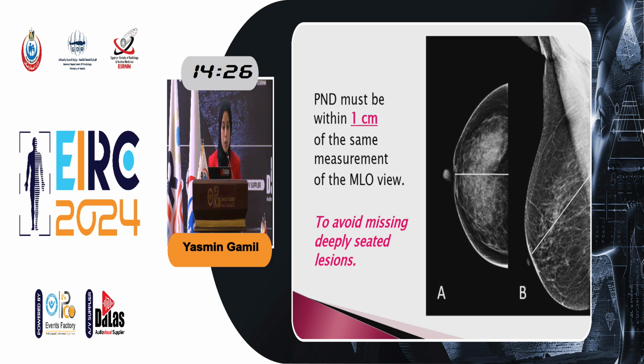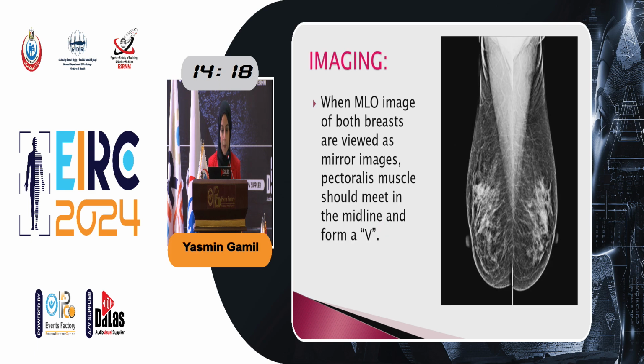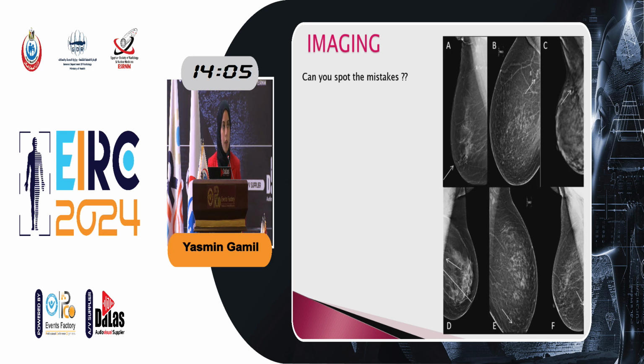The pectoralis nipple distance should not exceed 1 centimeter of the same measurement of the MLO view to avoid missing deeply seated lesions. On imaging, when the MLO images of both breasts are viewed as mirror images, the pectoralis muscles should meet in the midline and form the shape of a V. Can you spot the mistakes?